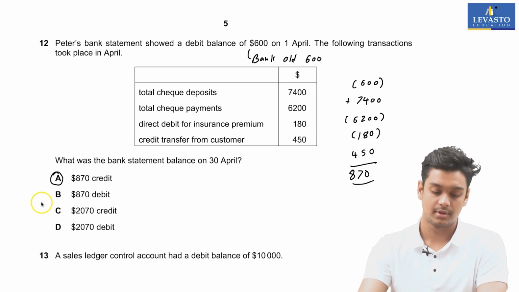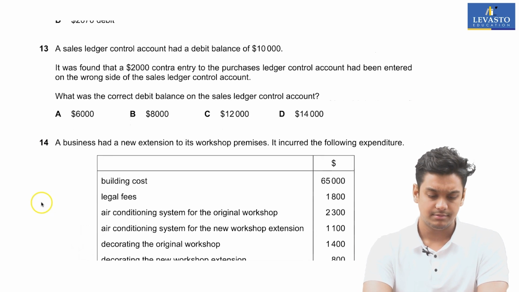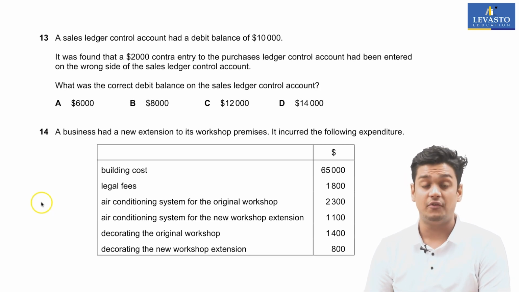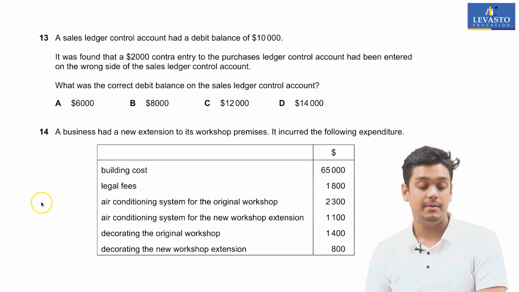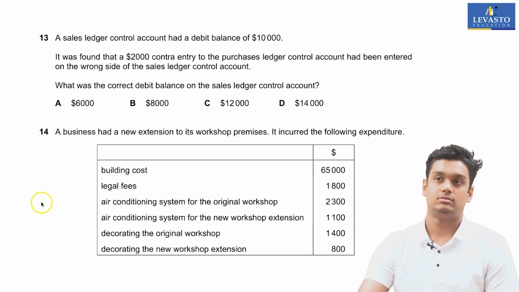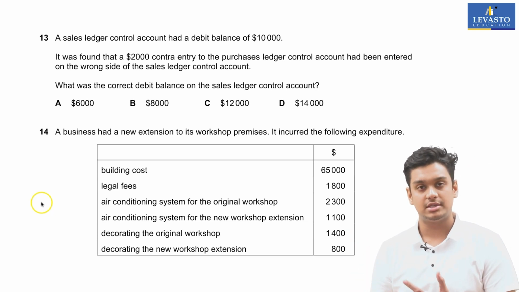The answer is A. Question number 13. A sales ledger control account had a debit balance of $10,000. It was found that a $2,000 contra entry to the purchase ledger had been entered on the wrong side of the sales ledger. So now you might wonder, what does contra entry with the purchase ledger mean?